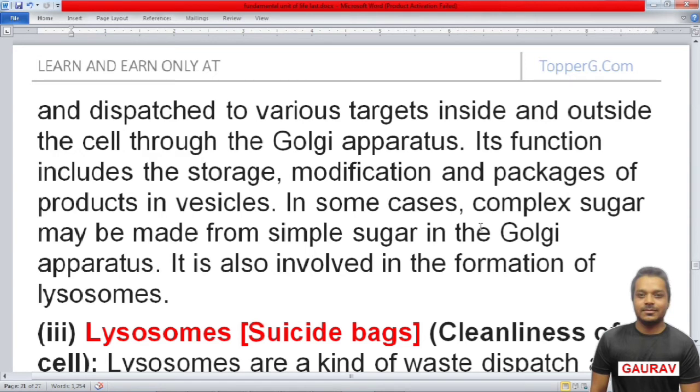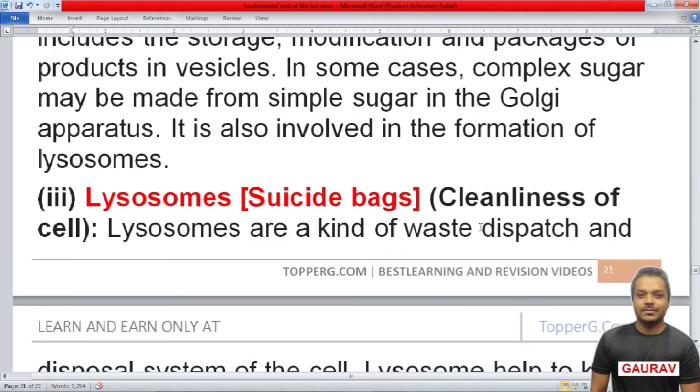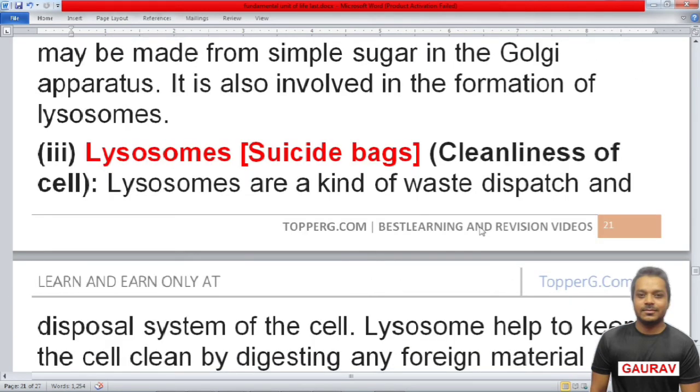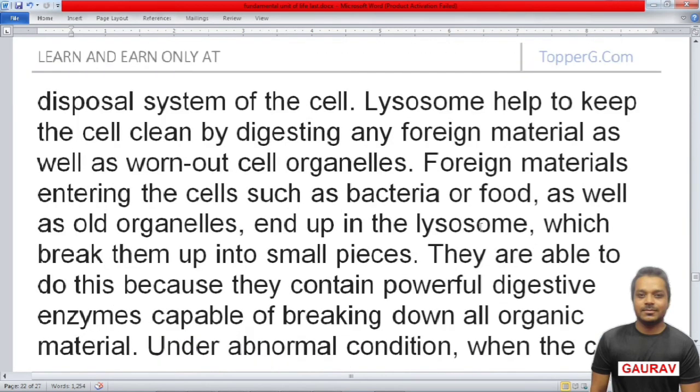In some cases, complex sugar may be made from simple sugar in the Golgi apparatus. It is also involved in the formation of lysosomes. Lysosomes, suicide bags. Cleanliness of the cell. Lysosomes are a kind of waste disposal system of the cell.